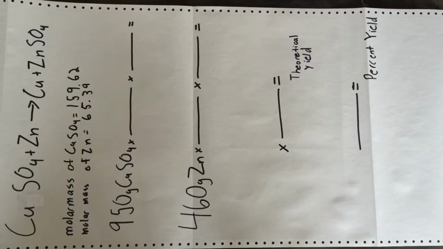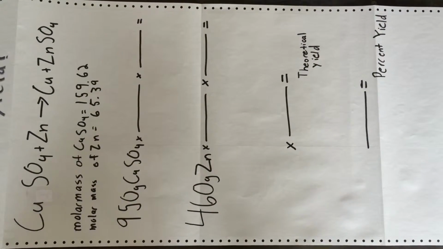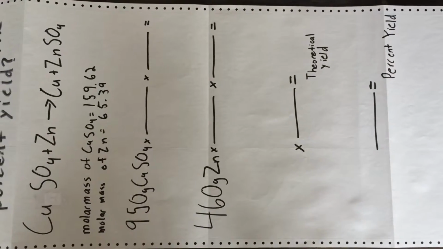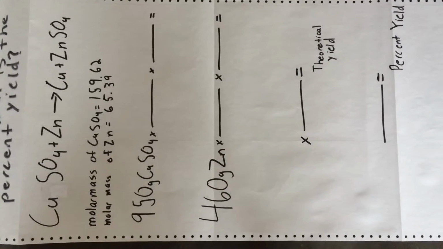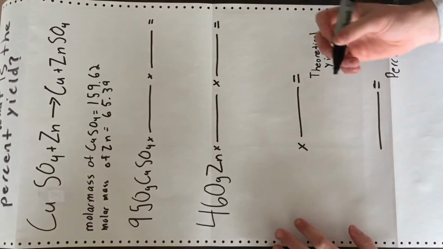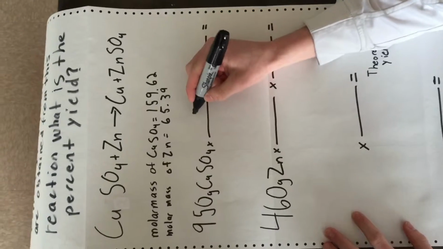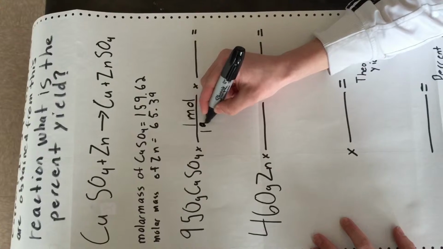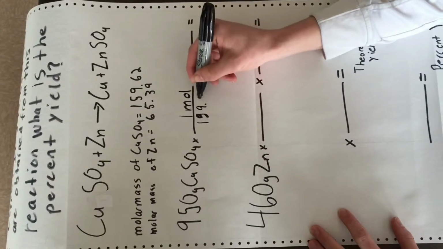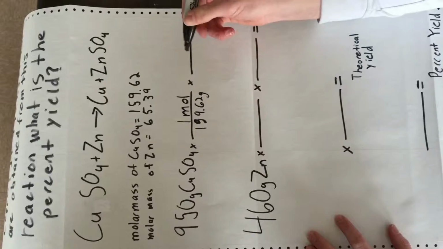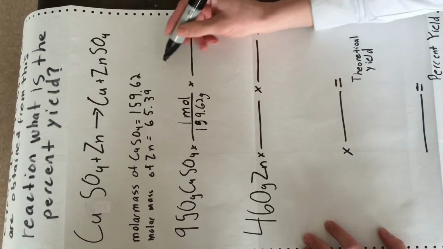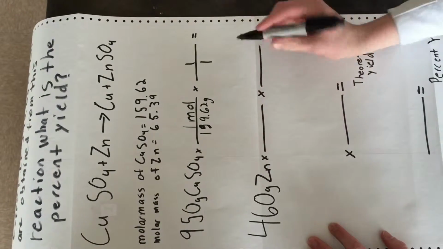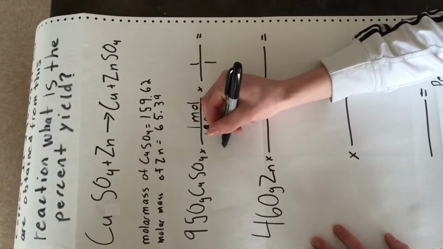So to figure out our moles in the reaction, we need to multiply each of these masses of copper sulfate and zinc by their molar mass, or actually divide them, I should say. So we have 1 mole over 159.62 grams. And then, as I stated earlier, all of our molar ratios are 1:1. So when we do this calculation, we get 5.95 moles.